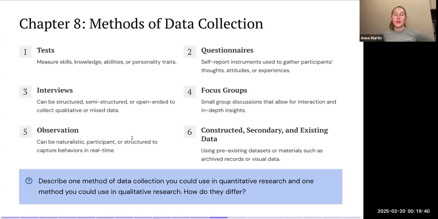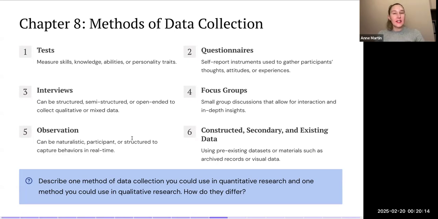Constructed data is when participants are creating something as part of the research. Secondary data could be artifacts that exist, documents, lesson plans, pre-existing things. And then we have existing data that could be archival research, or it could be data that's collected as part of a state record, or another agency is collecting that data. So lots of different types of data, but in general, they fall into these 6 main buckets.